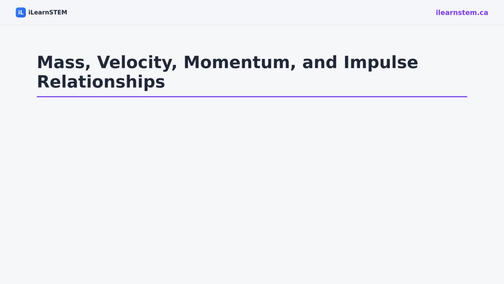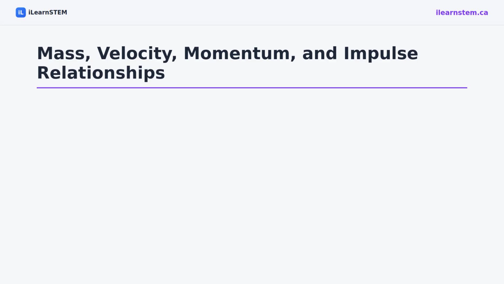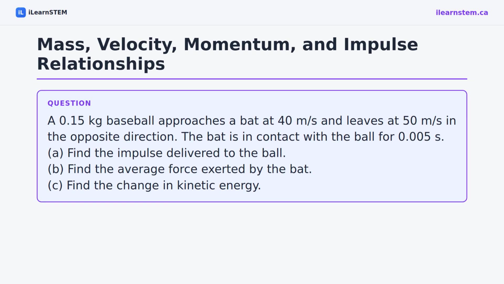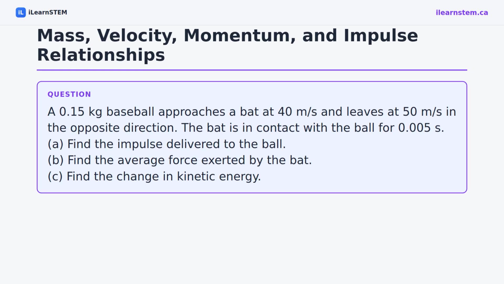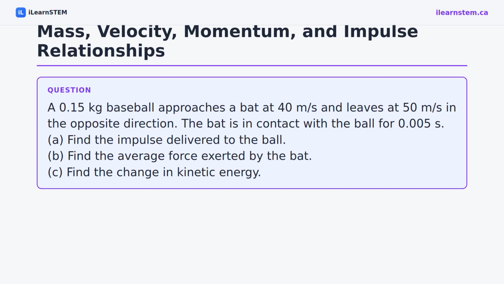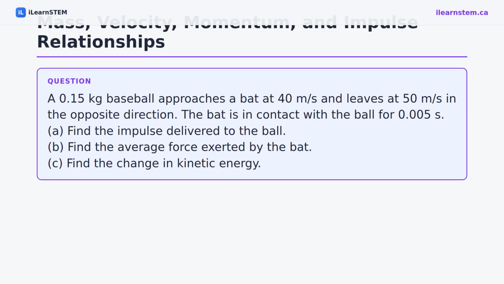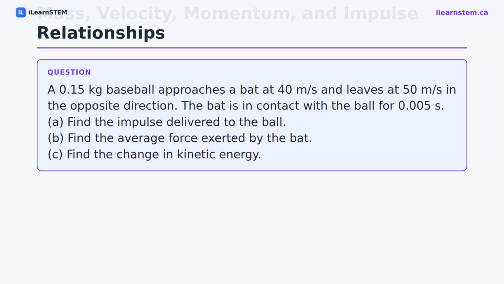We'll practice finding impulse, average force, and change in kinetic energy for a baseball hit by a bat. Here's the problem. A 0.15 kilogram baseball approaches a bat at 40 meters per second and leaves at 50 meters per second in the opposite direction. The bat is in contact with the ball for 0.005 seconds. Find the impulse delivered to the ball, the average force exerted by the bat, and the change in kinetic energy.